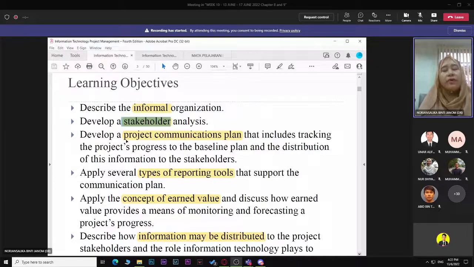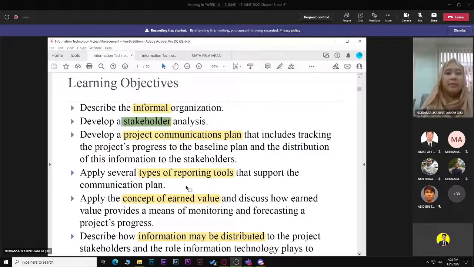And for these chapters also, you will understand what the project communication plan will be, how to develop it, what it consists of. Okay, here you need to pay particular attention because we want to see it in your group project, related to your project. What is your project communication plan regarding your system development and so on, right? And for that, you need to apply several types of reporting tools. Okay, under this communication plan, what are the reporting tools that will be used for each stakeholder?